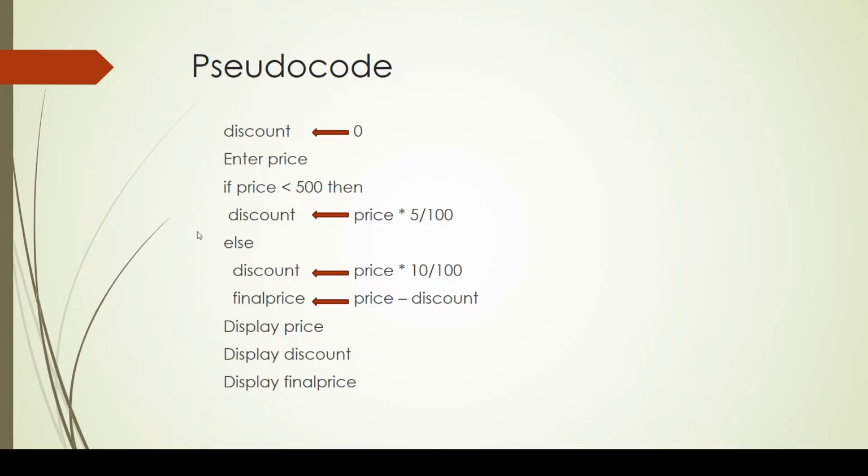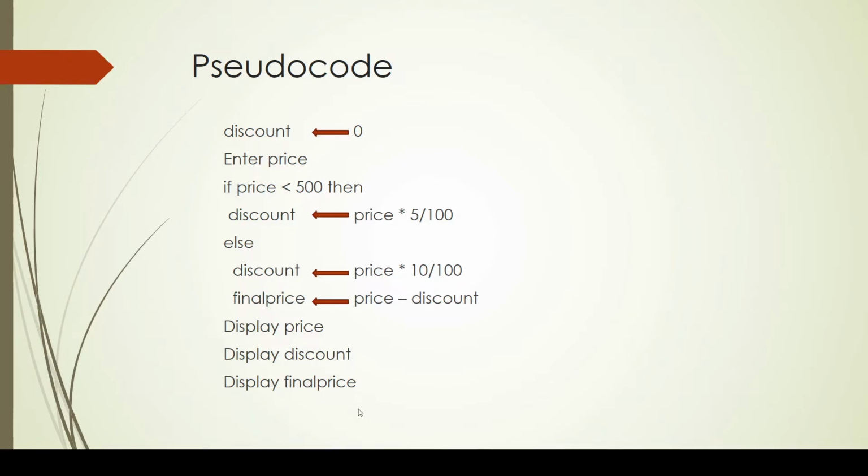So if it goes into the if statement and it goes to true, it calculates discount and it goes straight to my last statement here, final price minus discount. If the statement evaluates to false, it'll go into my else statement, it'll calculate discount at 10%, and then it will display the final price. It will display price, discount, and final price.